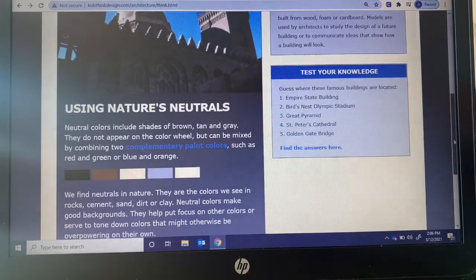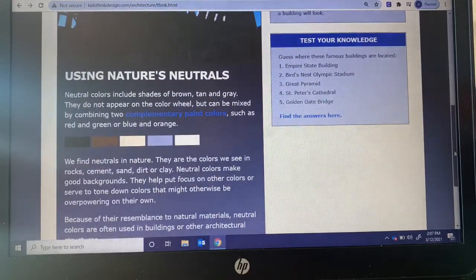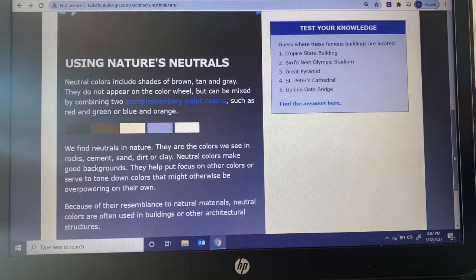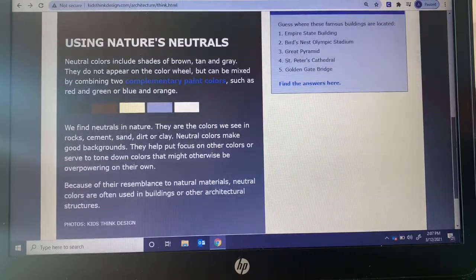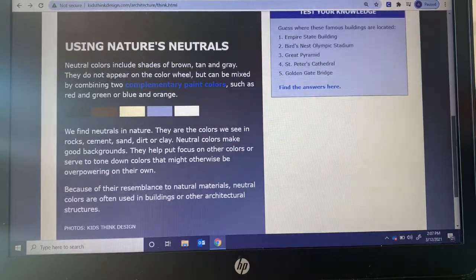We find neutrals in nature. They are the colors we see in rocks, cement, sand, dirt, or clay. Neutral colors make good backgrounds. They help put focus on other colors or serve to tone down colors that might otherwise be overpowering on their own. Because of their resemblance to natural materials, neutral colors are often used in buildings or other architectural structures. So when we make our designs today, make sure you pick neutral colors like blacks, tans, browns, grays, whites.